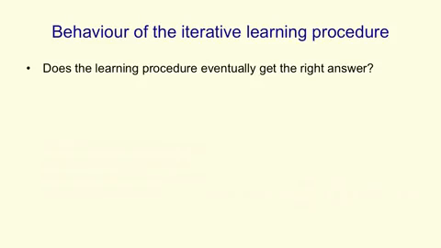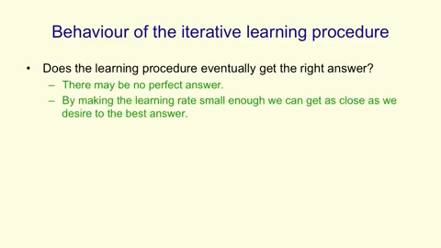Now we can ask, how does this learning procedure, this delta rule, behave? Does it, for example, eventually get the right answer? There may be no perfect answer. It may be that we give the linear neuron a bunch of training cases with desired answers, and there's no set of weights that will give the desired answer. There's still some set of weights that gets the best approximation on all those training cases, minimises that error measure, summed over all training cases. And if we make the learning rate small enough, and we learn for long enough, we can get as close as we like to that best answer.